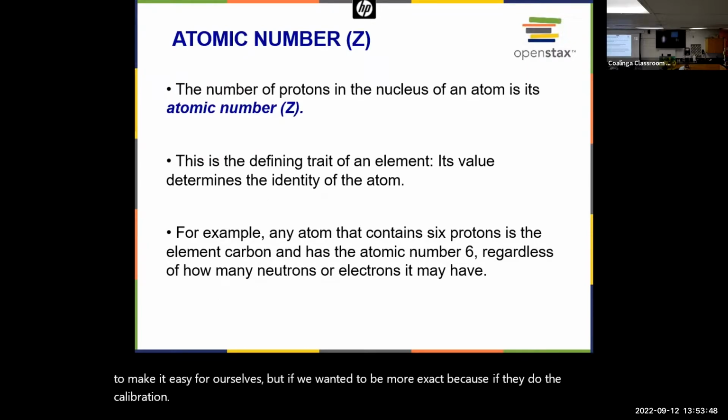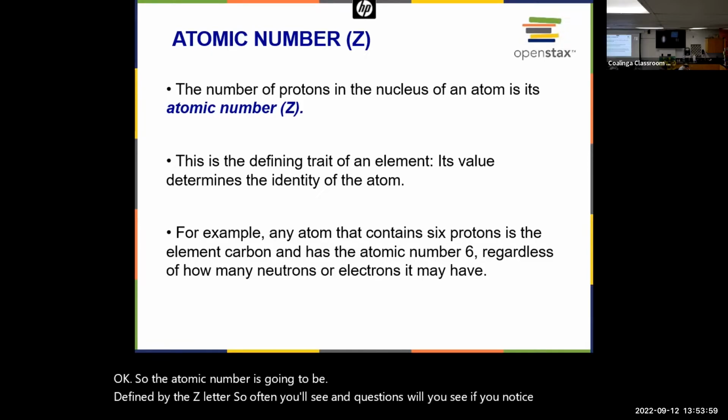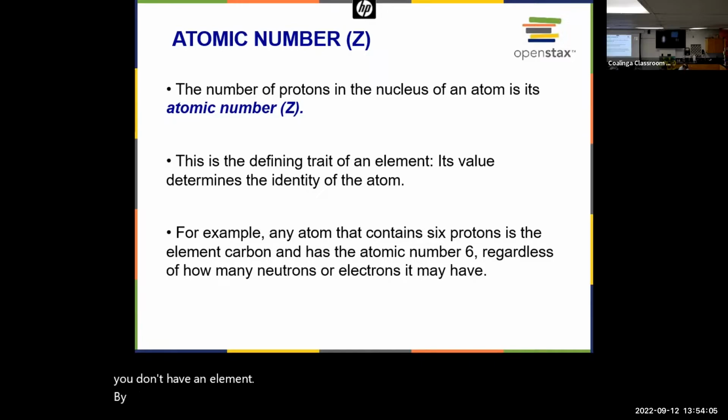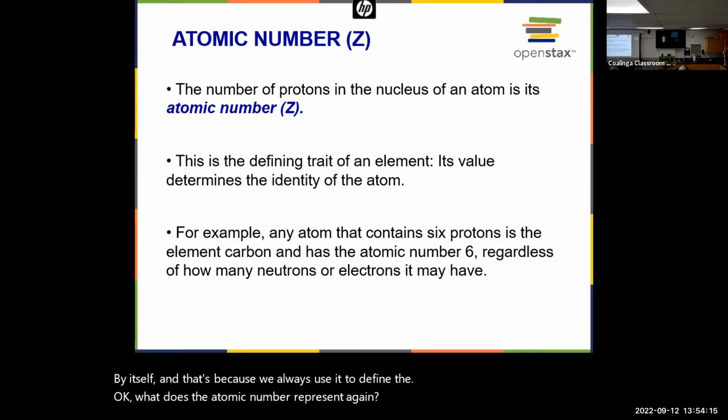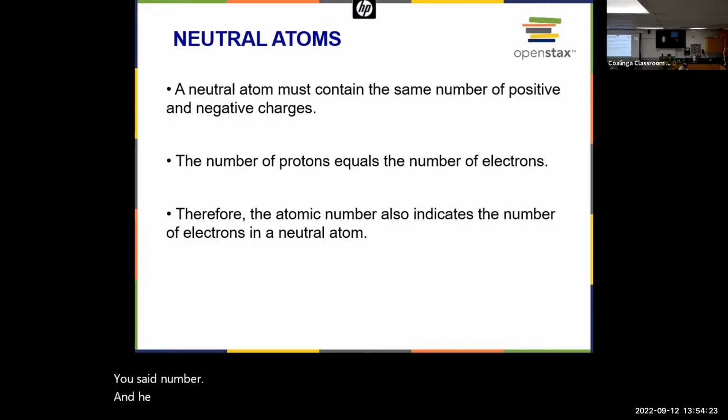The atomic number is defined by the letter Z. Often you'll see Z used in questions. You notice on the periodic table you don't have an element Z by itself, because we always use it to define the atomic number. What does the atomic number represent again? Number of protons. Yes, we use Z as our symbol for it.